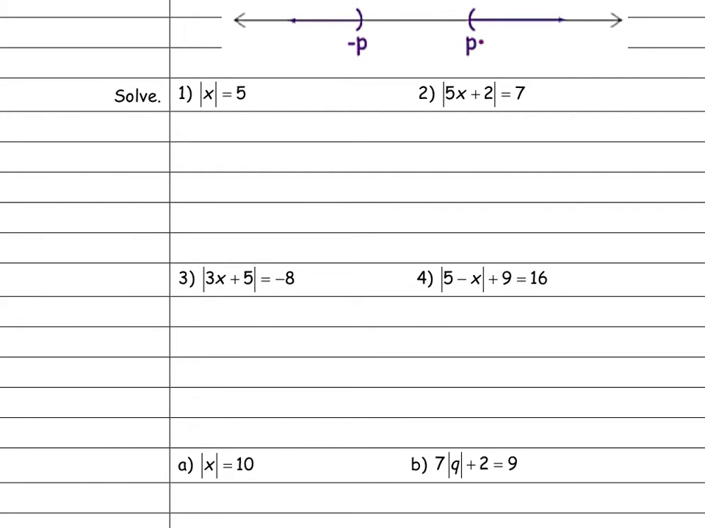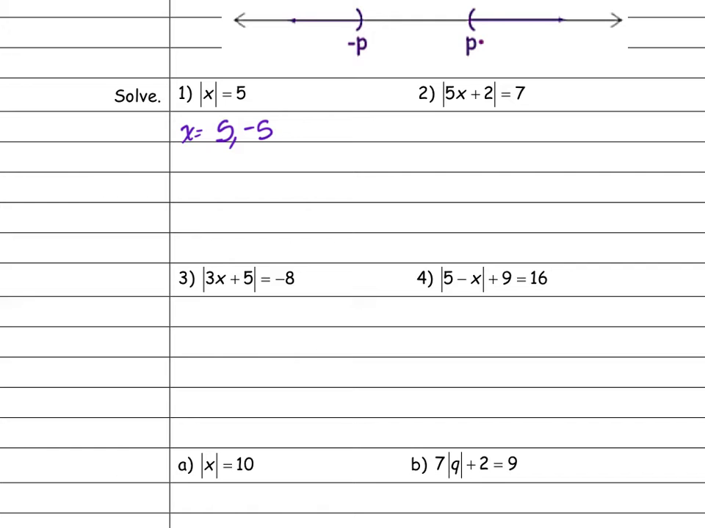Well, I know that 5 has a distance of 5 and negative 5 has a distance of 5. And there's really no solving on this one. That's the whole answer. It's just 5 and negative 5. So they both have a distance of 5 from 0 on my number line. Not too bad. The second one, I actually have to do some more solving.